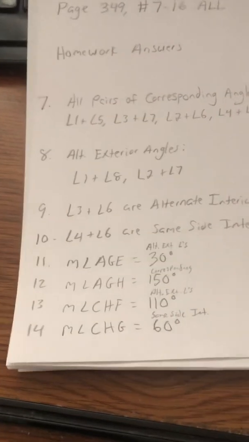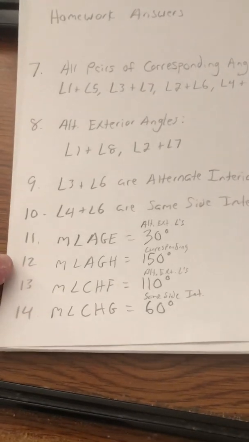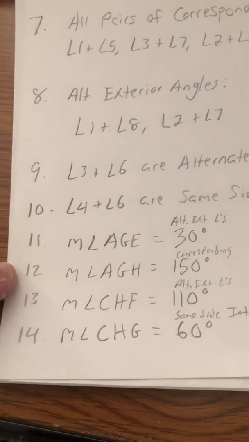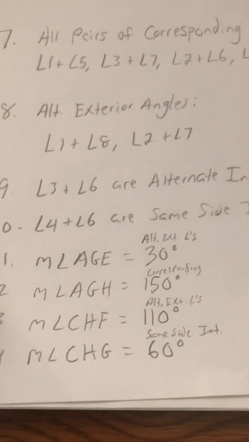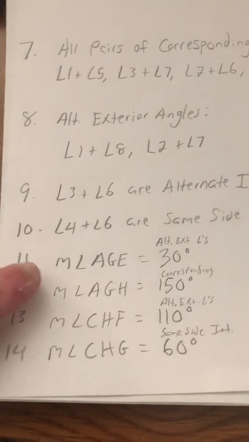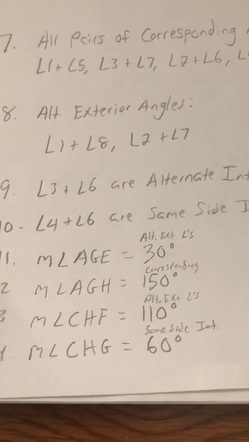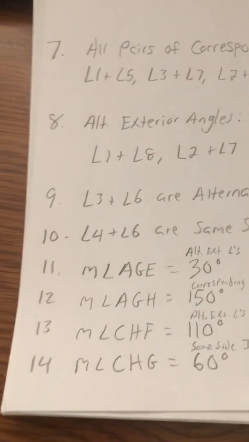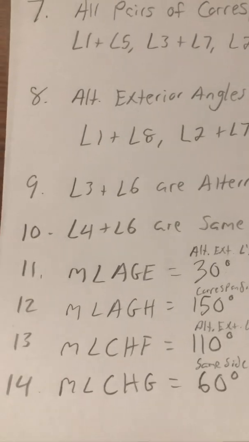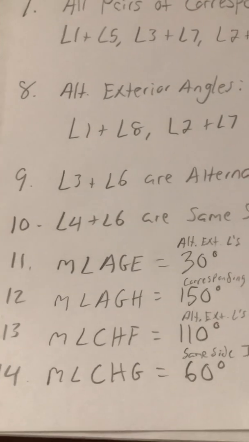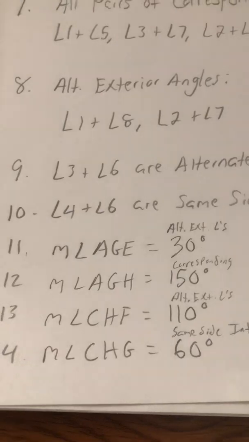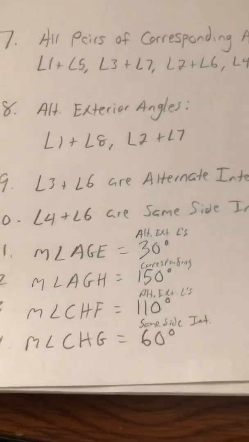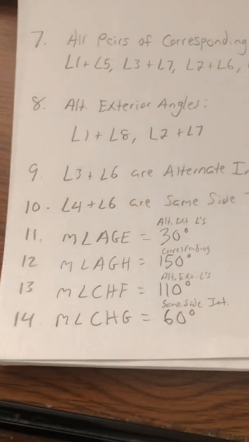For number 12, it's asking for the measure of angle AGH when CHF is 150, so since AGH and CHF are corresponding, AGH is 150 degrees. For number 13, it's asking for CHF, BGE is 110, we know that BGE and CHF are alternate exterior angles, so we know that the measure of angle CHF is 110 degrees.